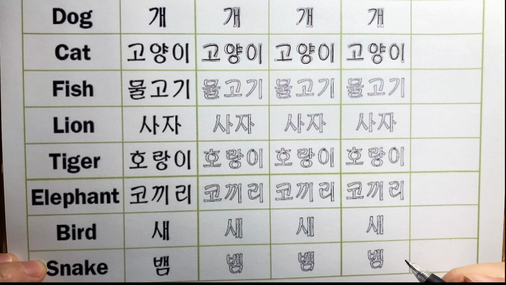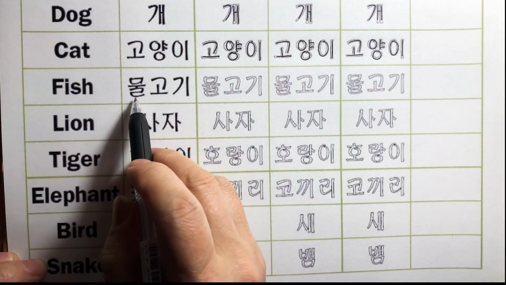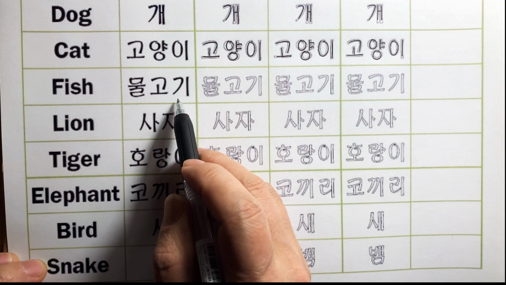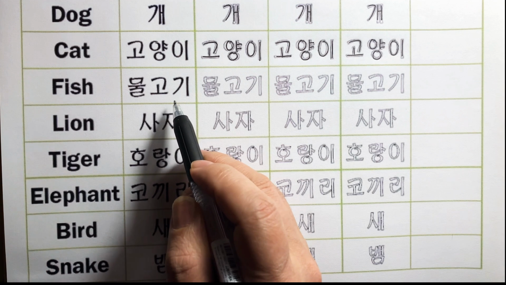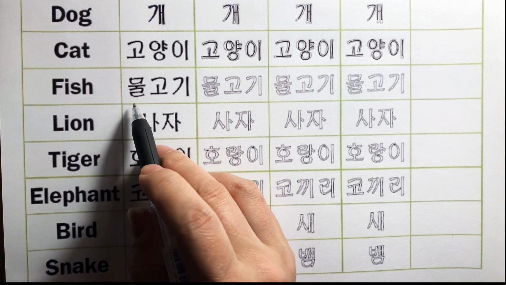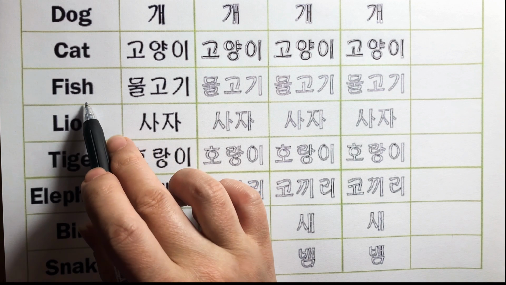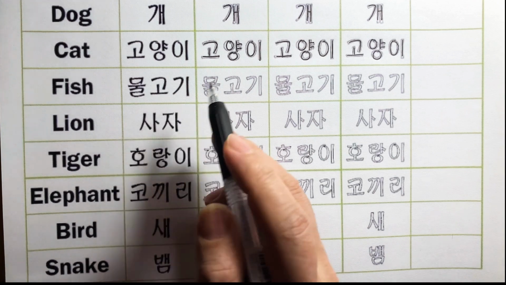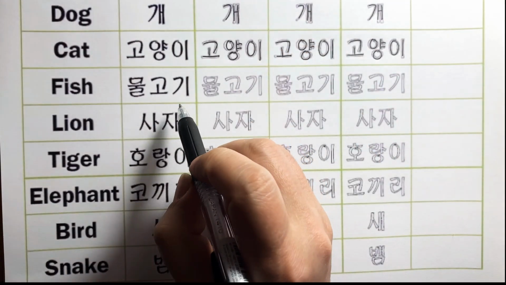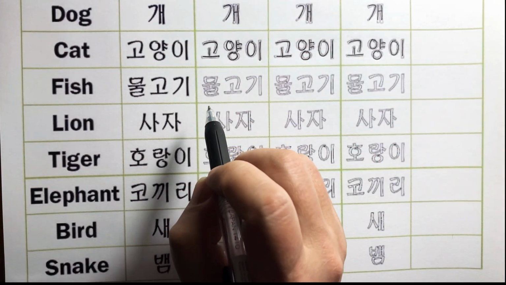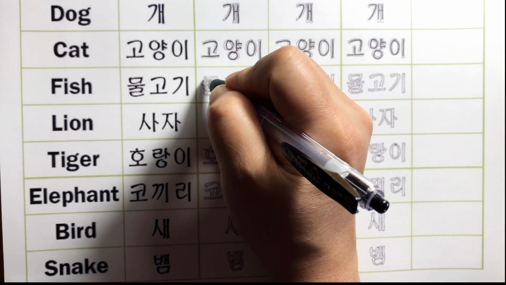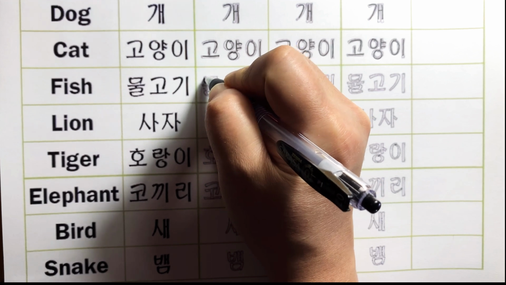Next one is 물고기. 물 is water. 고기 also means meat too. But if you add 물, then it becomes fish. 물고기. And we also say 생선 as food. 생선 or 물고기.